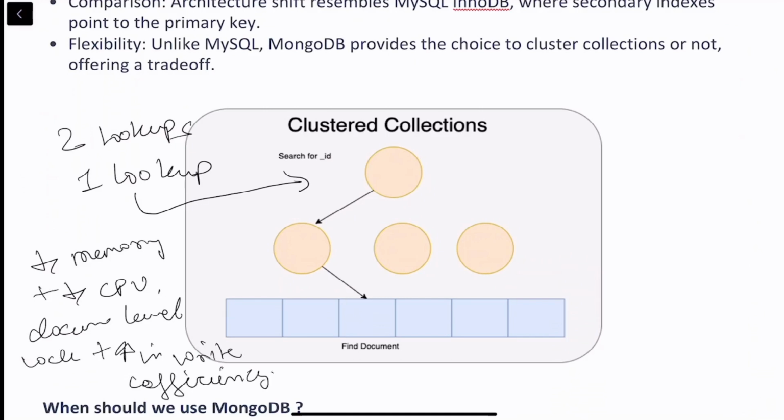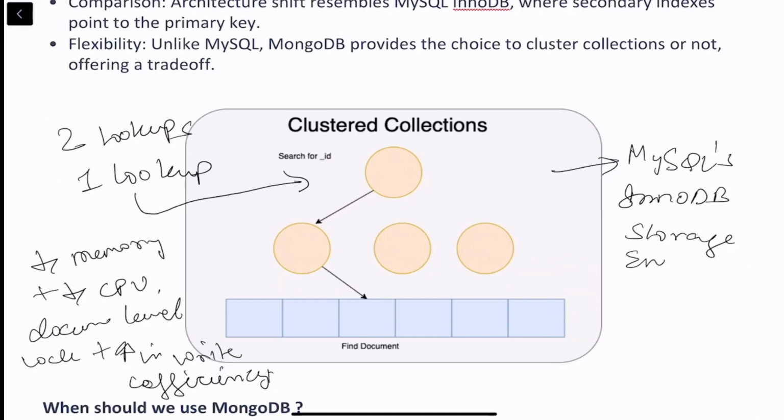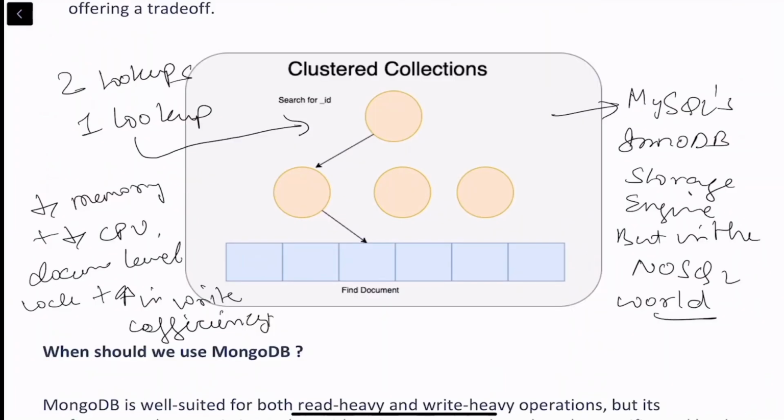So you can think of it as a fascinating evolution resembling MySQL's InnoDB storage engine, but in the NoSQL world, which provides you with the flexibility of the way you want to store the data in a JSON or basically BSON format.